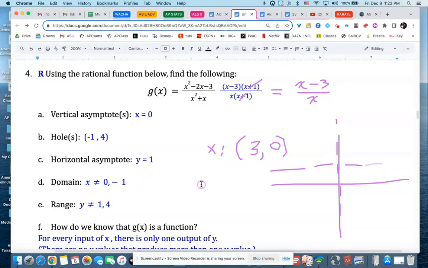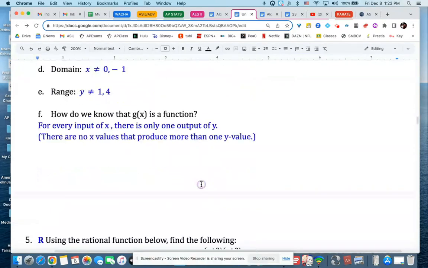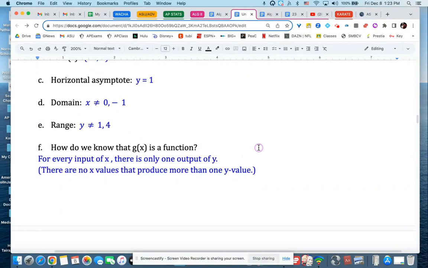Okie dokie. Now the next piece says, how do we know it's a function? And all we're looking for is the definition of a function. We've been doing this since Unit 1, and people keep missing it, so we want you to get it, right? We're going to keep giving it to you until we feel like everybody knows what a function is.